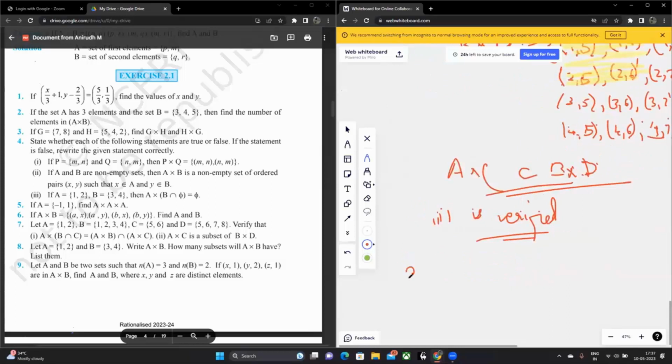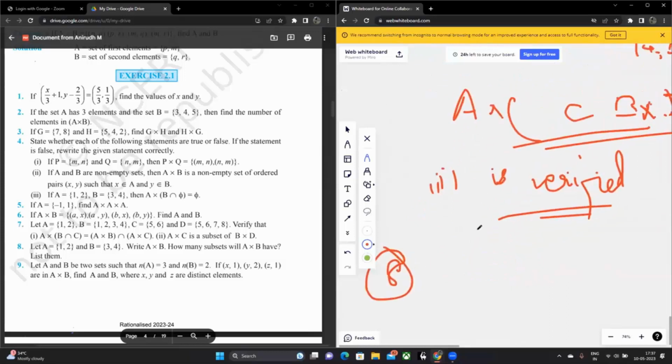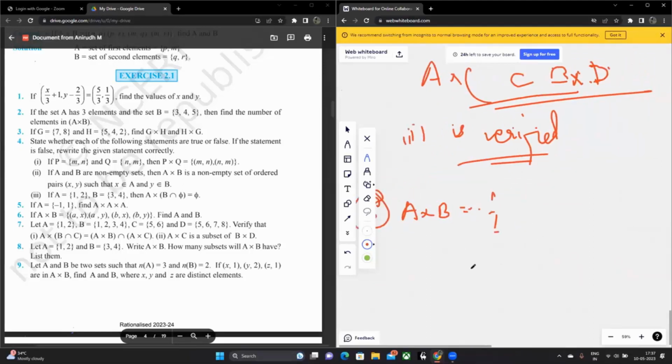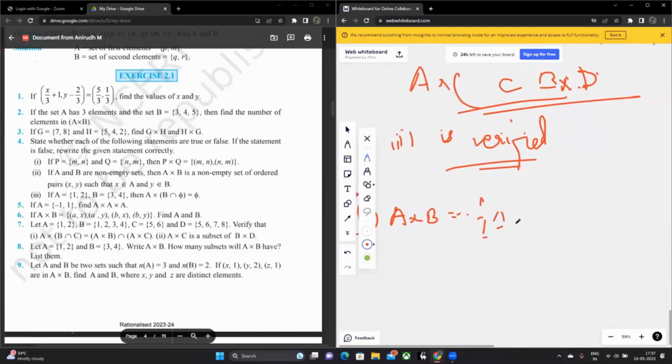Going to the 8th question: let A equals {1, 2}, B equals {3, 4}, write A cross B. Again, it's really boring working. (1,3), then you have (1,4), then (2,3), and the pen is not writing. I don't know what the problem is with this. You have (2,4). 4 elements of A cross B, that's the Cartesian product.